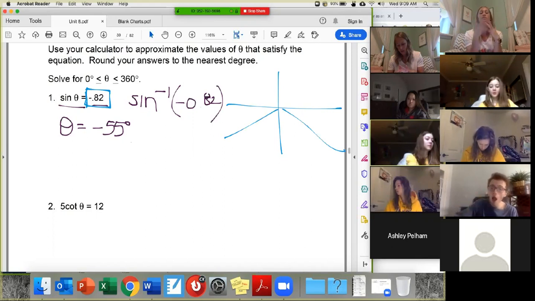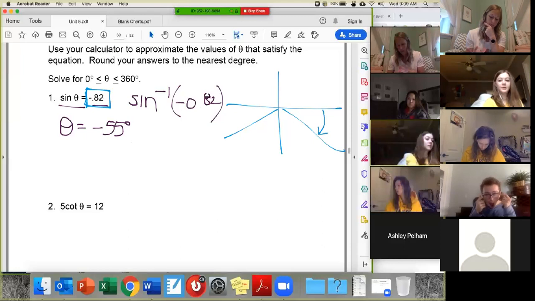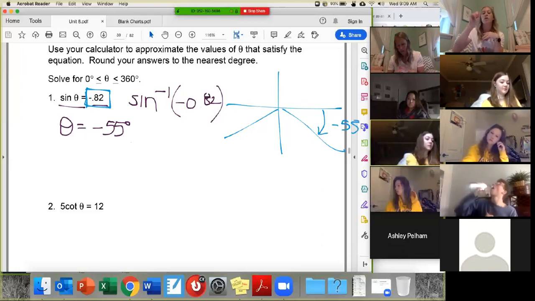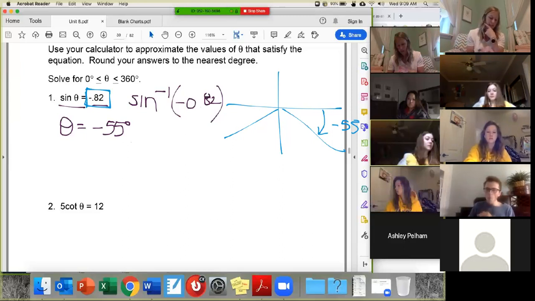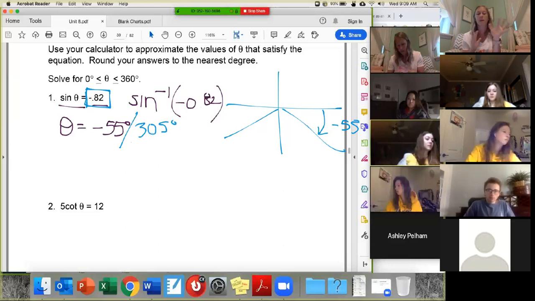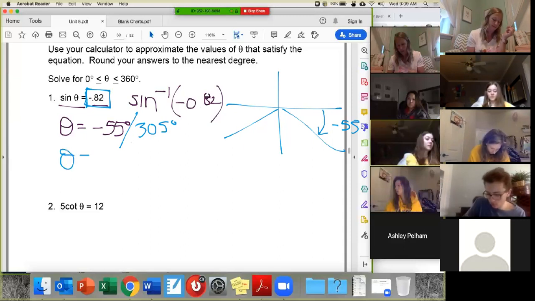Right? Which one of those two quadrants is that negative 55 degrees? 4. Okay, that's this one right here. That's 4. Because if you're given a negative value, you always go backwards starting from 0. So I can leave that as negative 55 degrees. I can also change that to 305 degrees if I'm more comfortable with a positive, but I don't care in the fourth quadrant. How am I going to use that information to find my second answer for theta?